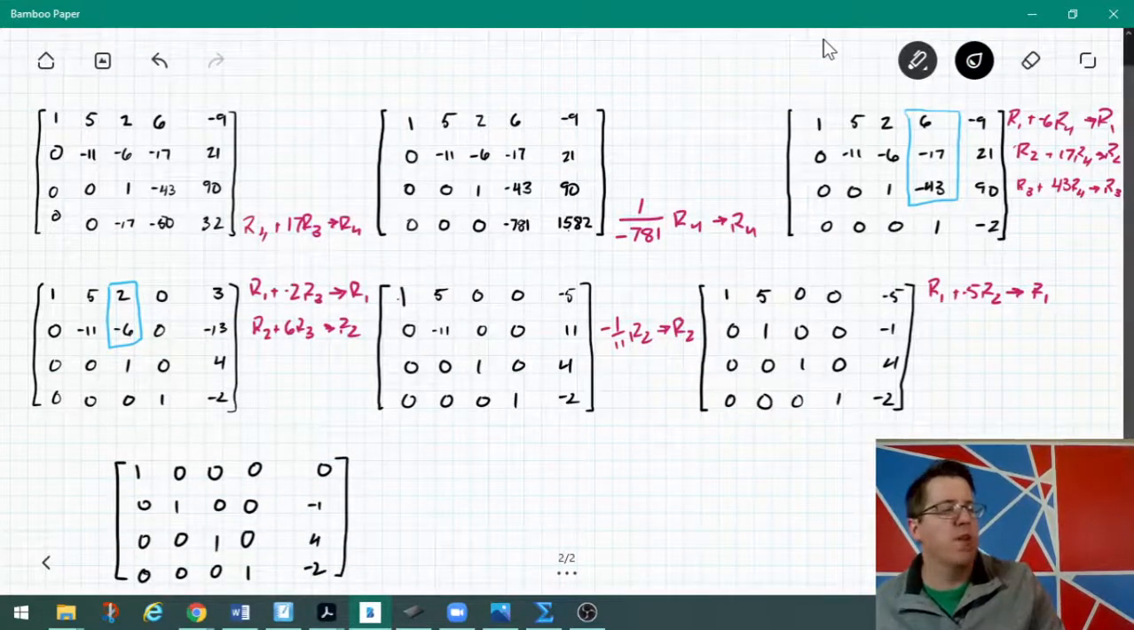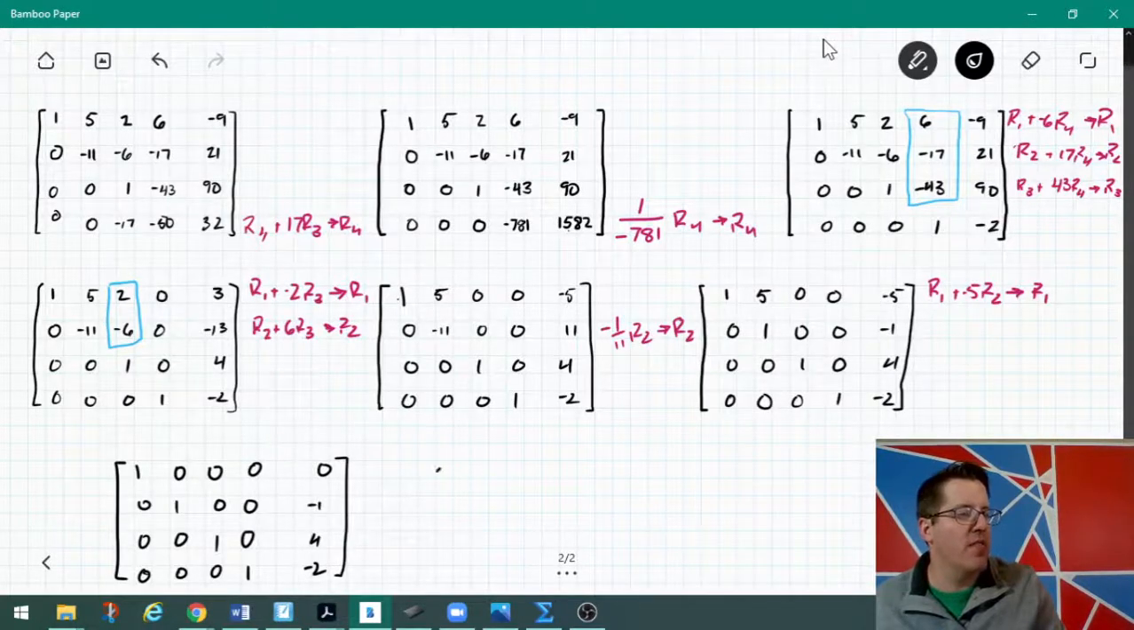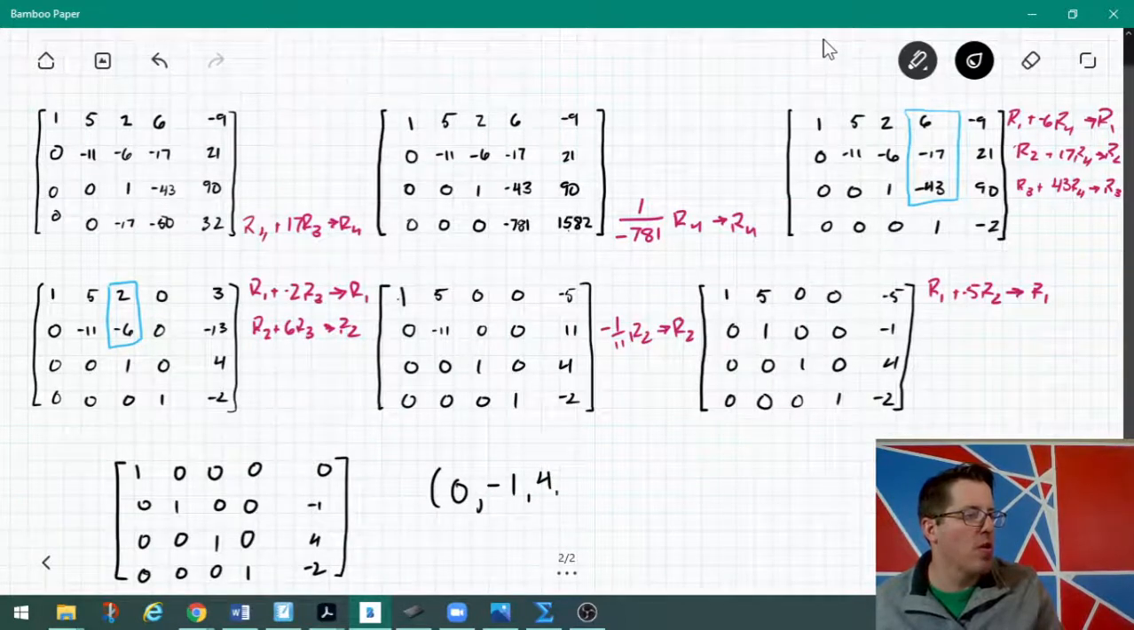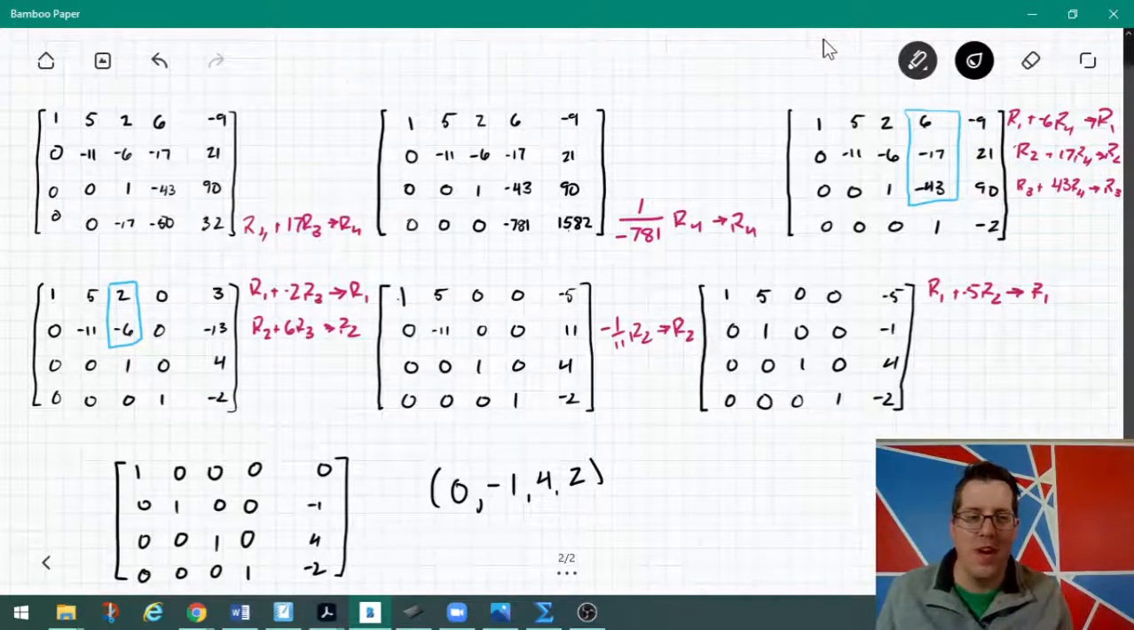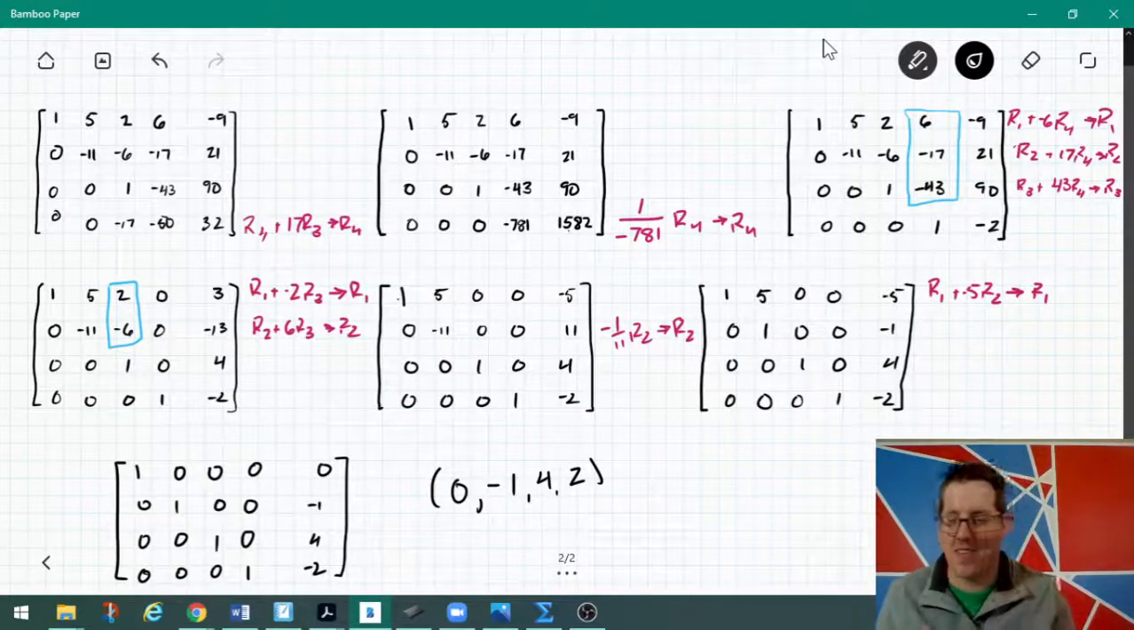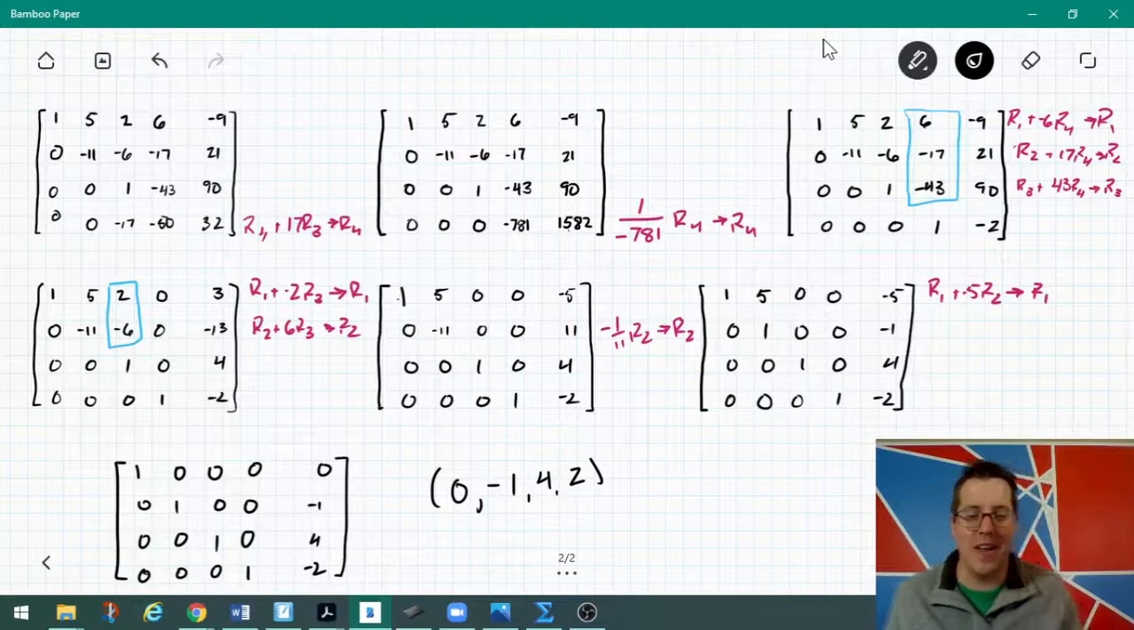So here it is as a matrix. And then as an ordered quadruple, it would be 0, -1, 4, 2. There we go. It took me a while, but I got it. That's a pretty cool problem. I think I like it a lot.